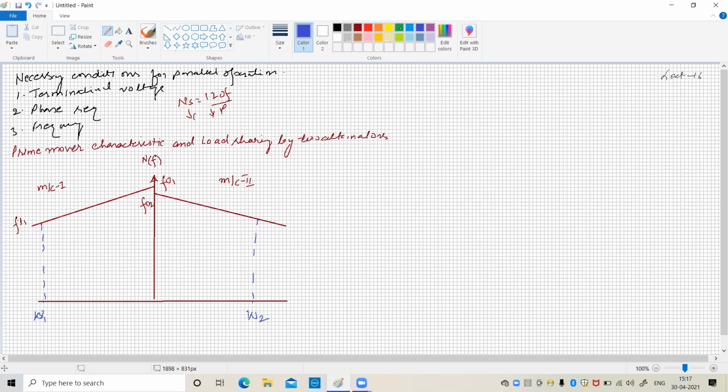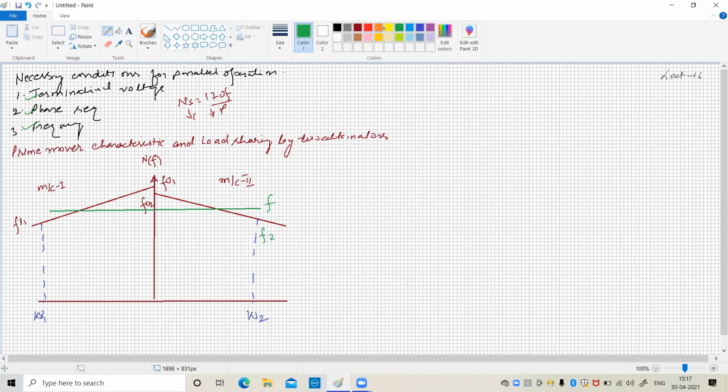Once the two alternators are working in parallel, their terminal voltage is constant, phase sequence is constant, and third, the frequency is constant. So this is the common frequency at which the two alternators are working. Say F is the frequency, and the drop in frequency for alternator 1 is F1, and for alternator 2 is F2.